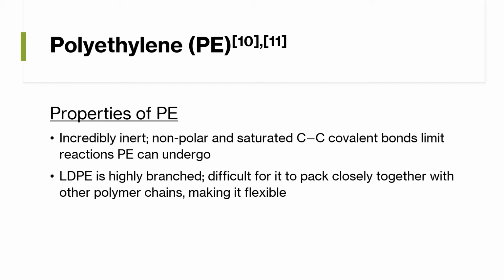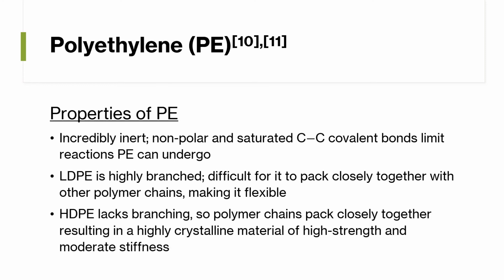Since LDPE is highly branched, it is difficult for it to pack closely together with other polymer chains, meaning it cannot form hard, stiff, crystalline arrangements and is instead very flexible. This flexibility is easily observed in cling film. Conversely, since HDPE lacks branching, the polymer chains can pack closely together, resulting in a highly crystalline material of high strength and moderate stiffness. So, this makes it useful in things like milk containers, since the material used needs to be able to withstand containing kilograms of liquid without having to be used in excess.